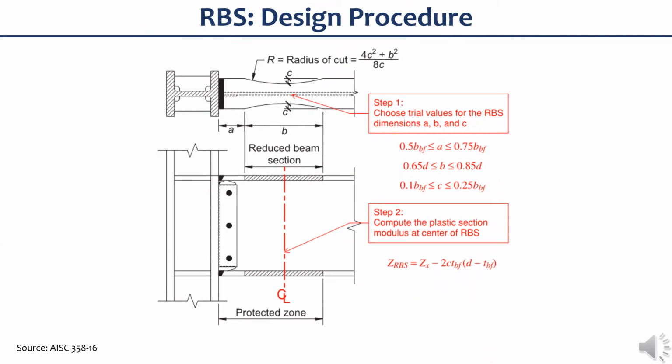Let's discuss briefly the design procedure according to AISC 358. In step number 1, we should choose trial values for RBS dimensions A, B, and C. Shown on this slide are the limits for those dimensions. In step number 2, we should compute the plastic section modulus at the center of the RBS, and the equation is also given on this slide.